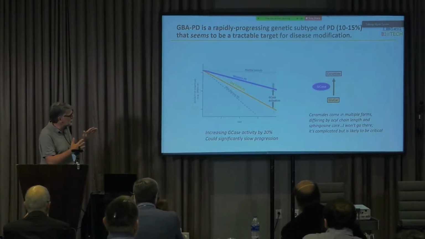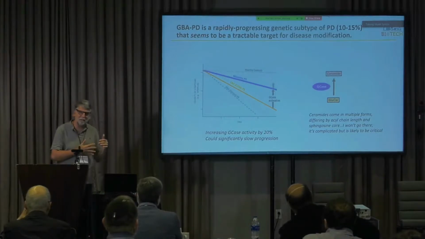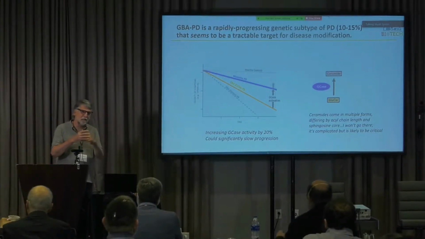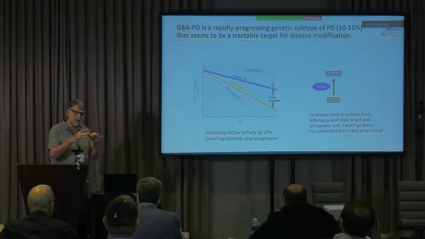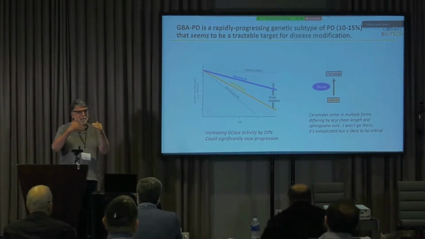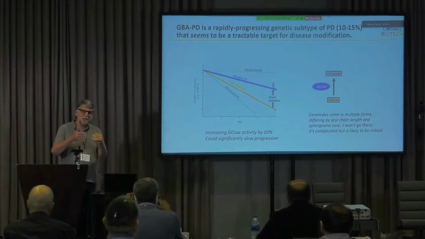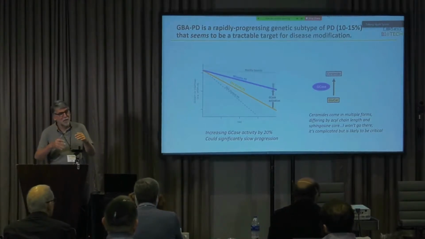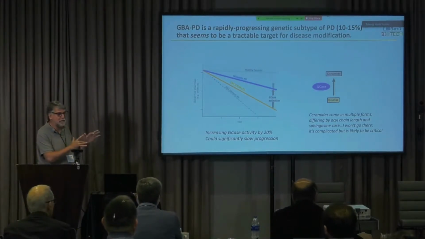Well, the first thing that's true is that there are many forms of ceramides. Ceramides have the sphingosine core that can be unsaturated or saturated, and that has a huge effect on its physical properties. And then it has an acyl chain that can be 14 carbons, 16, 18, 20, et cetera. So there are many different forms.